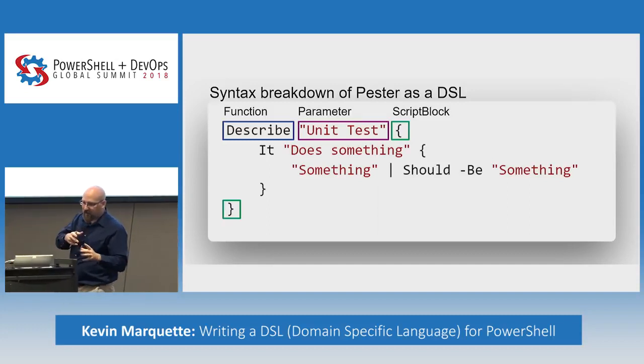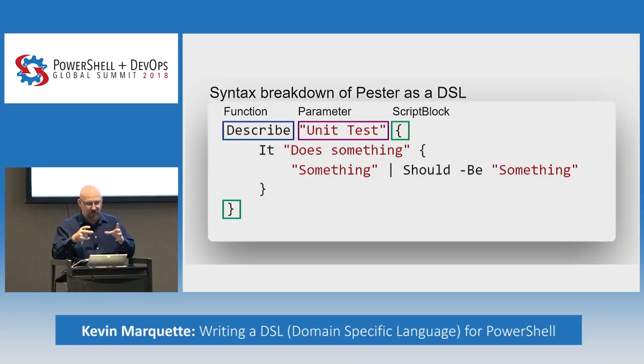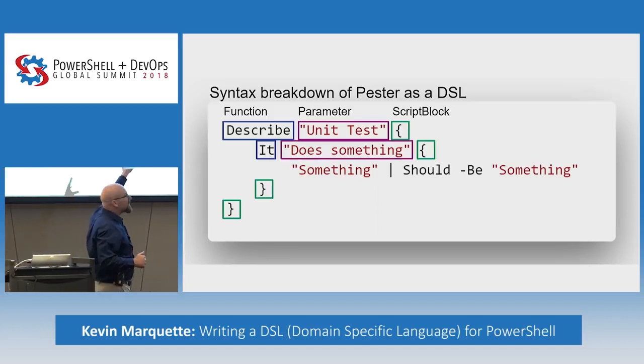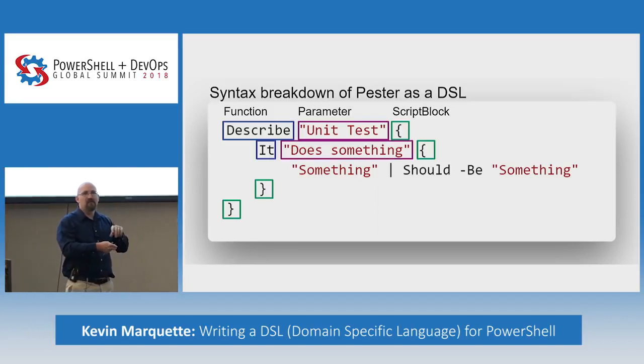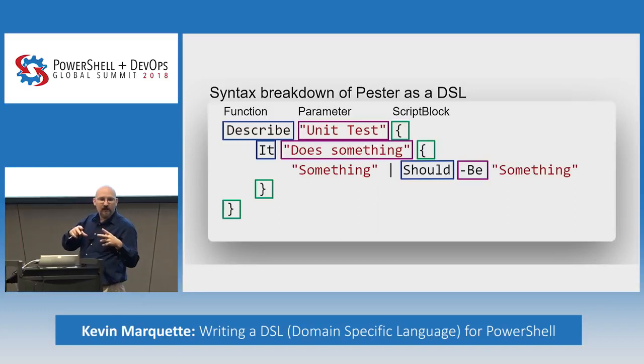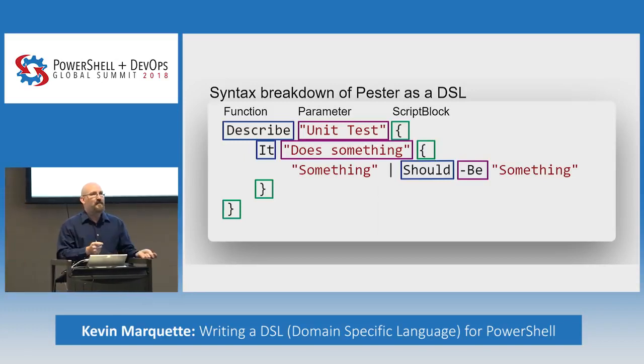So in a way, this is PowerShell, but we're using it in a very different way than you would in most use cases. This pattern repeats through this DSL as well, where my It does something also has parameters that are positional, a script block that is also positional, and then our Should statement is just another function that's taking pipeline input. And when you break it down that way, it's easier to process what's actually happening when you're running these DSLs.